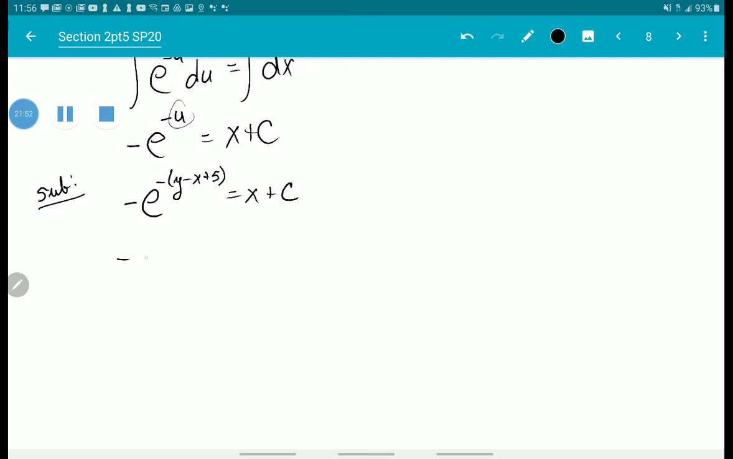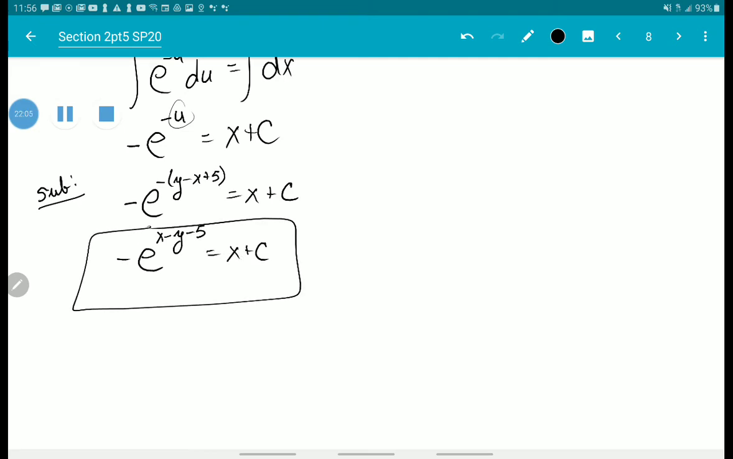I'm just going to clean that up just a little bit. So that would be a negative y plus x minus 5, or we could say x minus y minus 5. There's not a lot we could do here, so I'm going to leave it in that format.